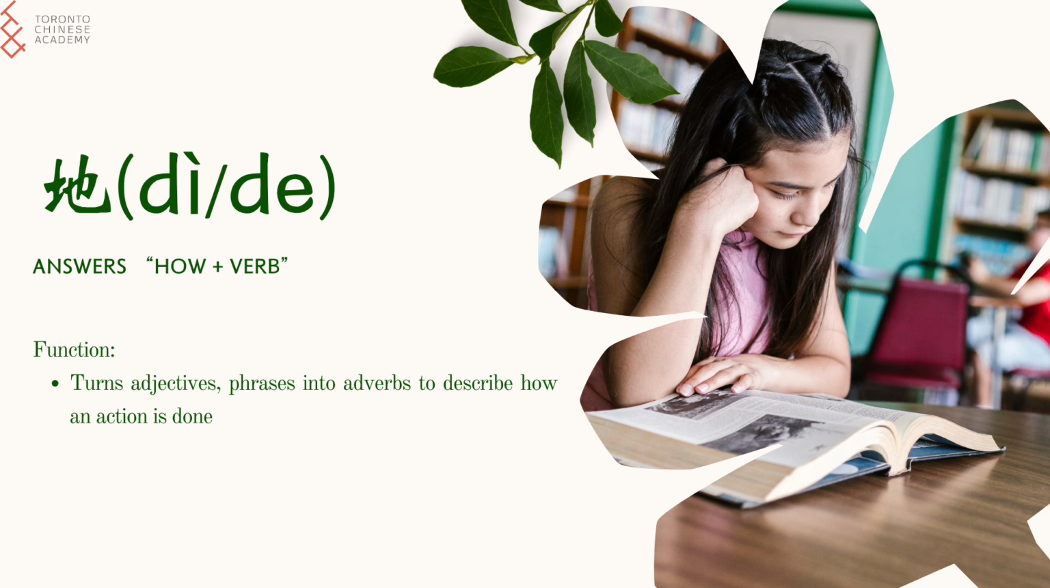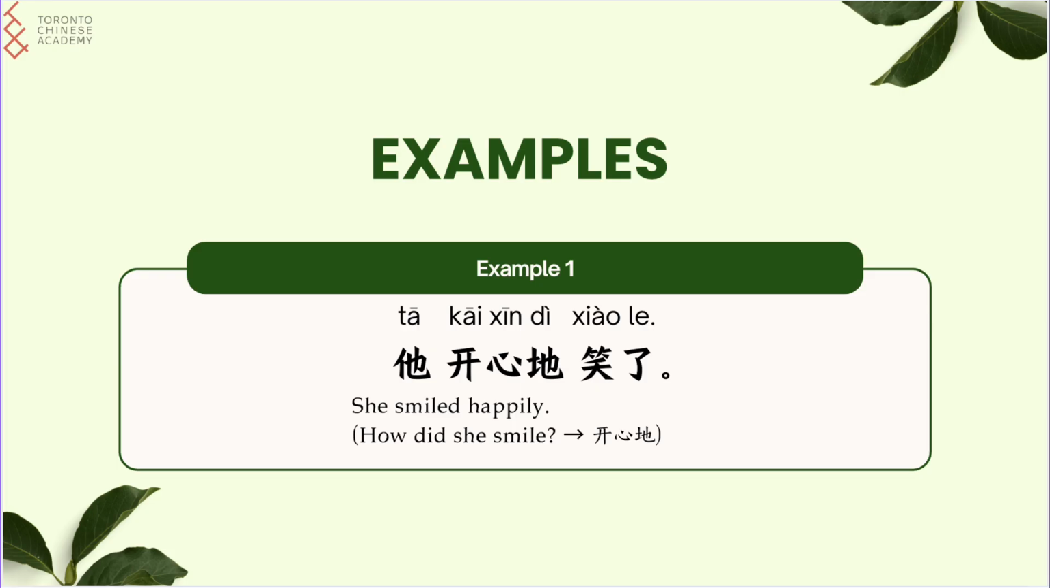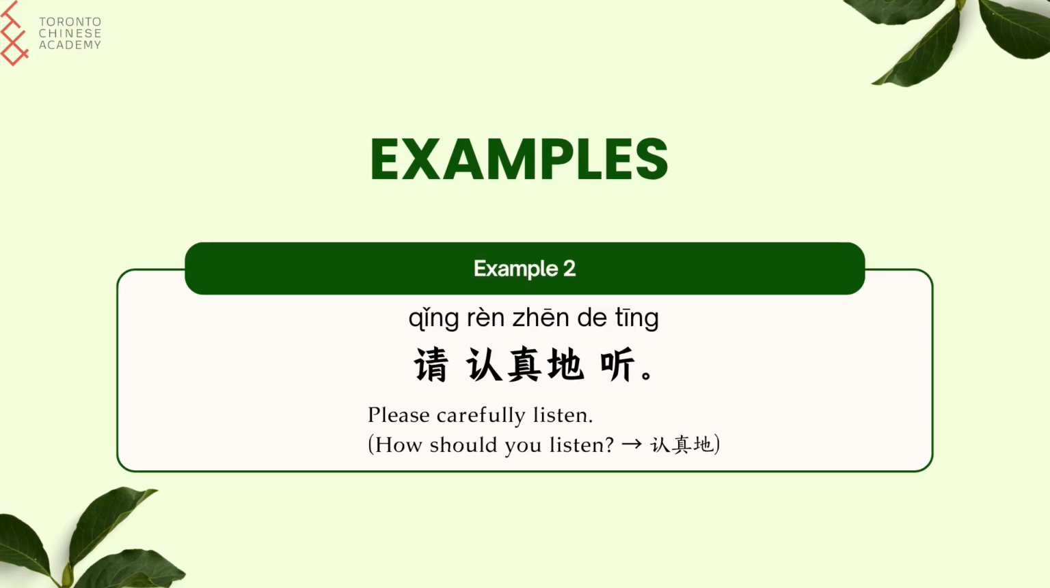Its function is to turn adjectives or phrases into adverbs to describe how an action is done. Let's again look at some examples. In this first example, you can say, 她开心地笑了. She smiled happily. Which answers, how did she smile? 开心地, happily. In the second example, you could say, 请认真地听. Please carefully listen. It answers, how should you listen?